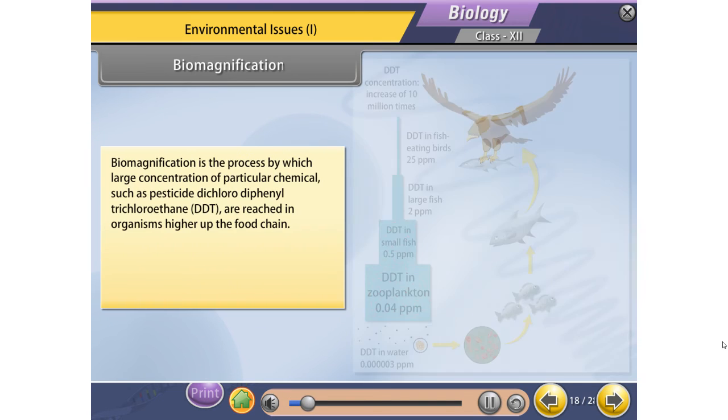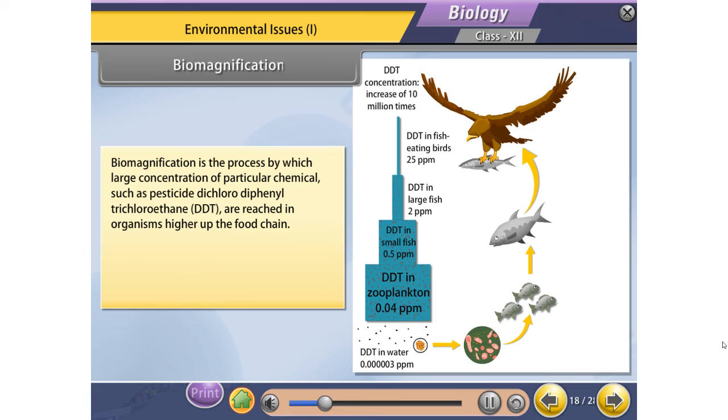Biomagnification. Biomagnification is the process by which large concentrations of a particular chemical, such as the pesticide dichloro-diphenyl-trichloroethane, are reached in organisms higher up the food chain. For example, the concentration of DDT is increased at each trophic level.